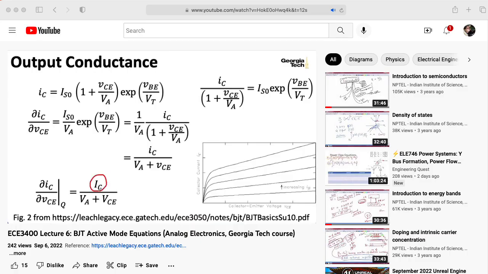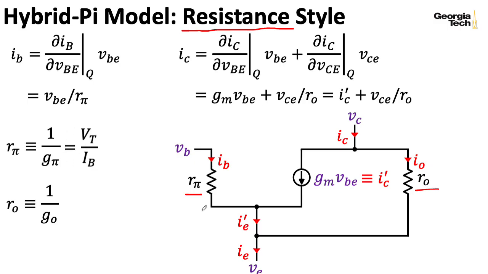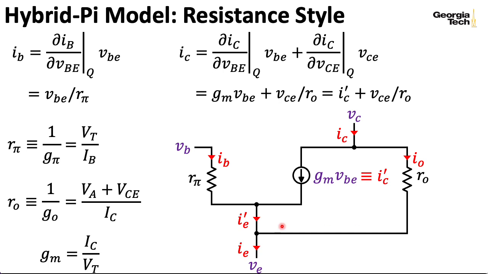Now, if you go to our previous lecture and look up what R pi and R naught are, we see that R pi is Vt, the thermal voltage, divided by the DC bias current for the base. And then R naught is the early voltage, VA, plus the bias voltage between the collector and the emitter, divided by the bias collector current. The other quantity we need here is this GM, and that's equal to the bias collector current divided by the thermal voltage, VT.